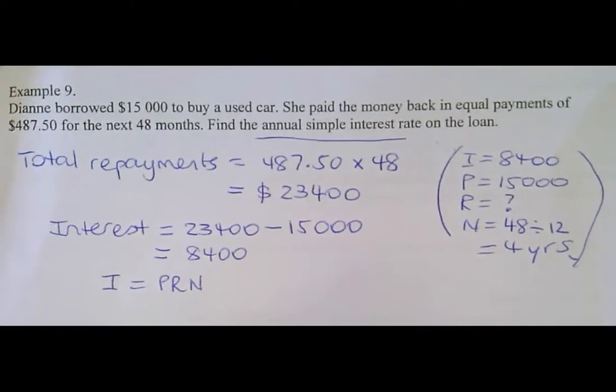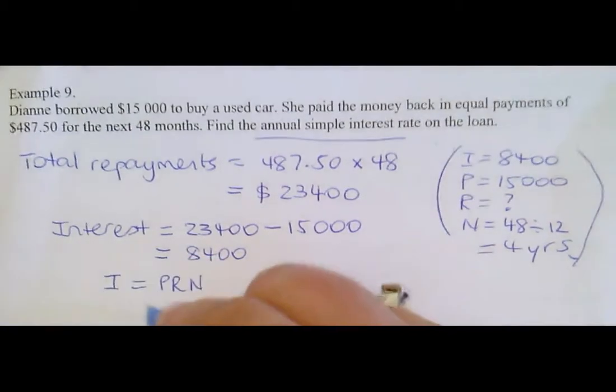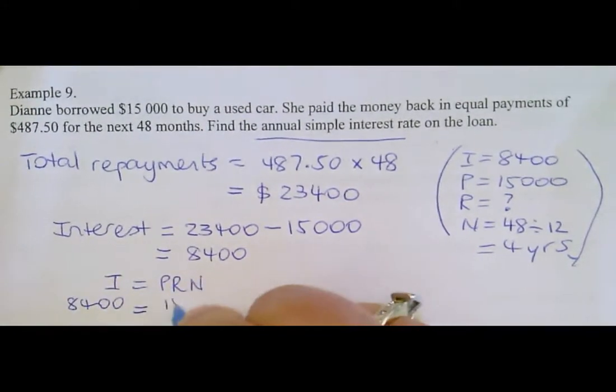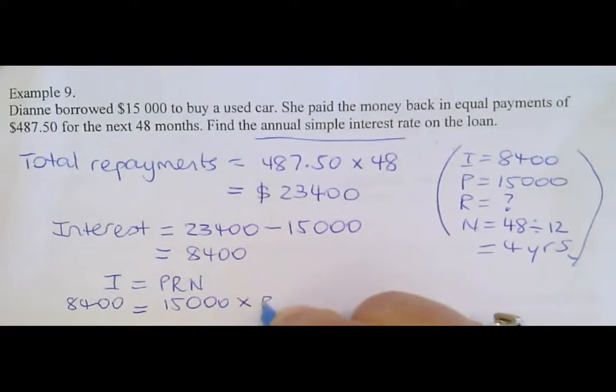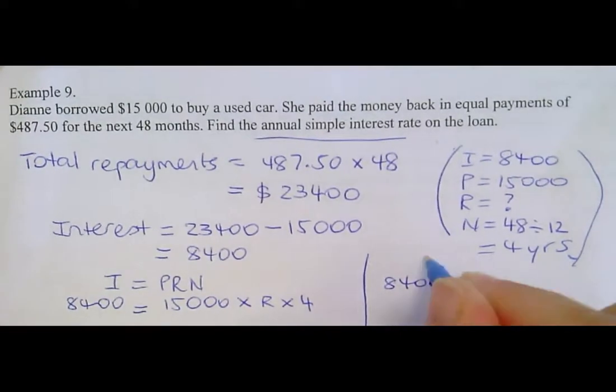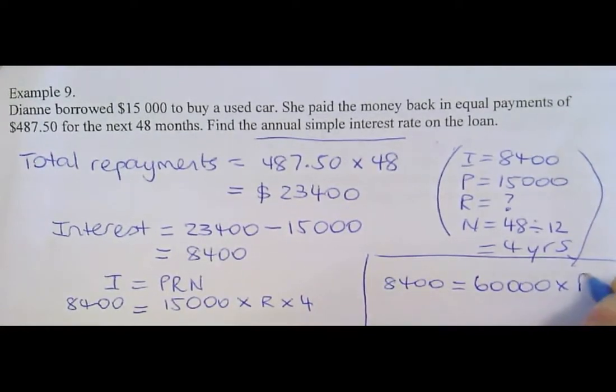All right? If I put 48 in for N, I'm going to get the monthly interest rate. So if N is in months, R will be in months. Okay? So let's go. So I is PRN, so the interest, 8,400, is 15,000 times R times 4. What should I do? I should times the 15,000 with the 4. And what do I get? 60,000 times R. So are we multiplying or dividing?